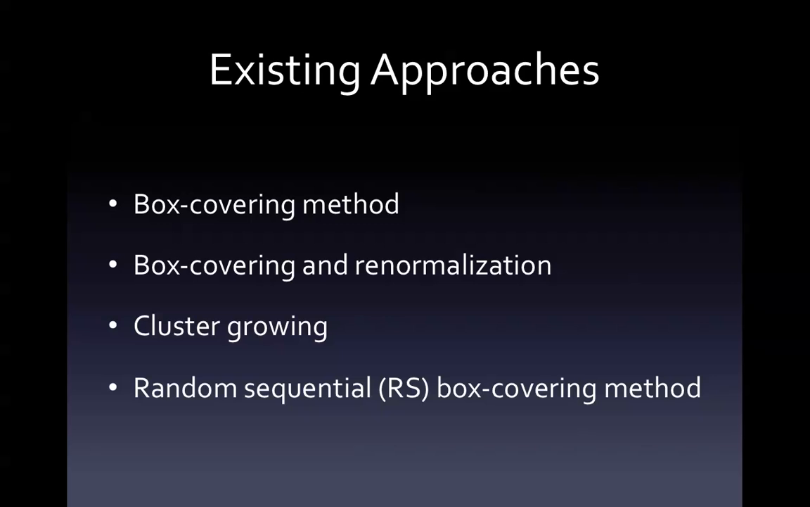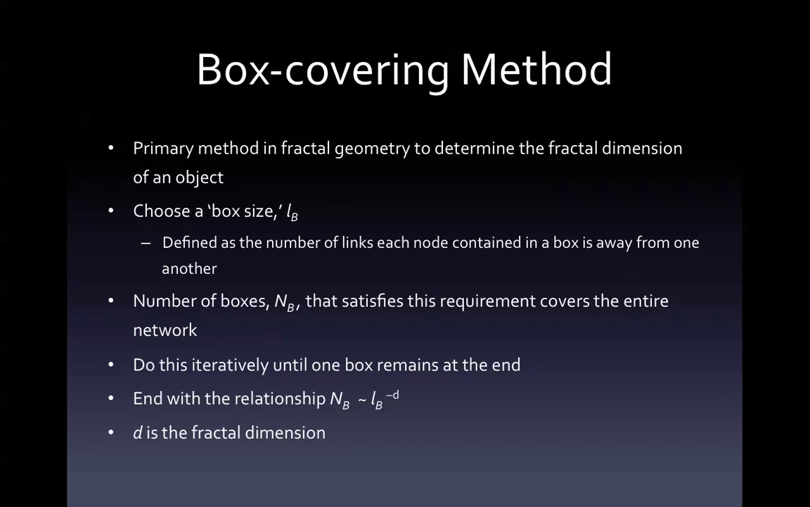I'm mainly going to focus on how we can determine the fractal dimension given a complex network. And there's a couple of methods for doing that. The one I actually did myself was the box covering method and renormalization. But these are the four main ones. So we have box covering, renormalization, cluster growing, and random sequential box covering method. And I'll talk about all those in more detail.